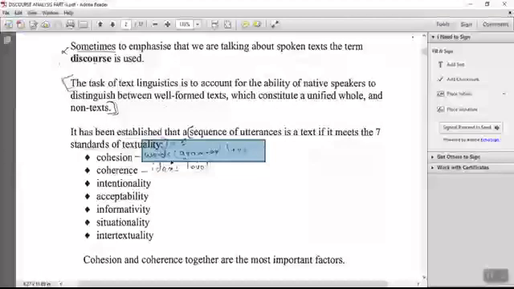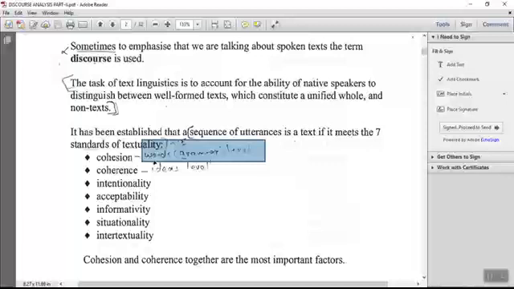Okay, so cohesion is related to the unity of text that is created by the use of words and grammar. Therefore, we had two units in part one. One is about grammatical cohesion, and the other unit was about lexical cohesion. Lexical or lexis, meaning words.